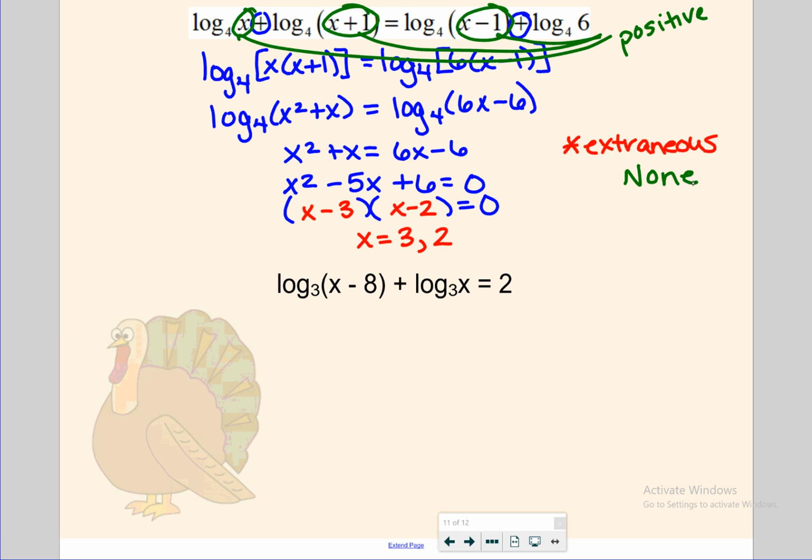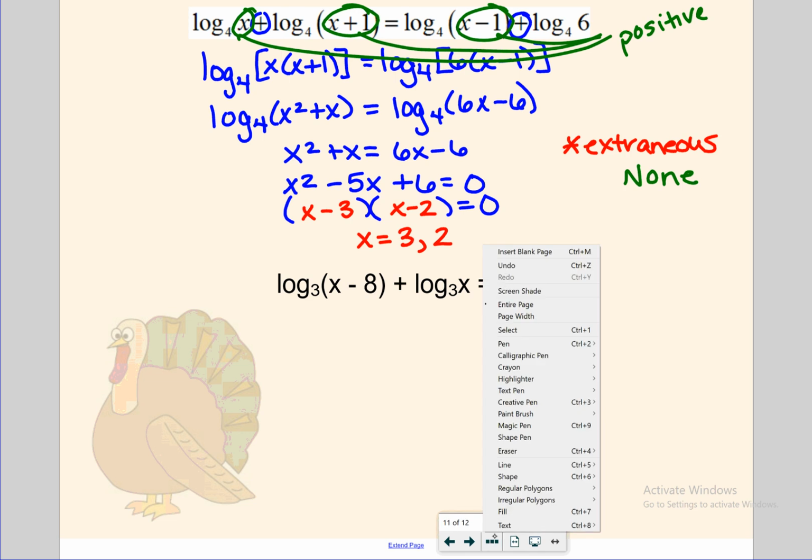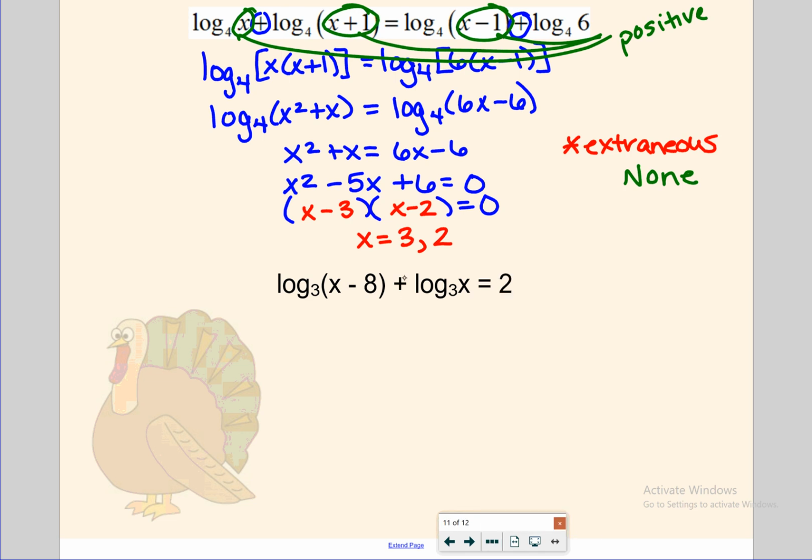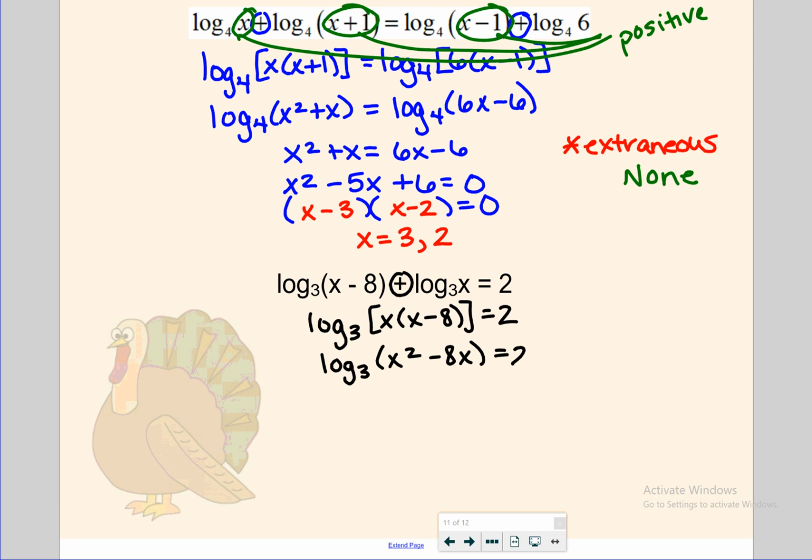Okay, so let's try one more. Log base 3 of x minus 8 plus log base 3 of x equals 2. So this problem is kind of a combination of the two. I have multiple logs, so the first thing I want to do is use that addition and condense them. Again, it's addition, so I'm going to change it to multiplication. Log base 3 of x times x minus 8 equals 2. And then I can simplify a little bit more. Distribute that in, x squared minus 8x.